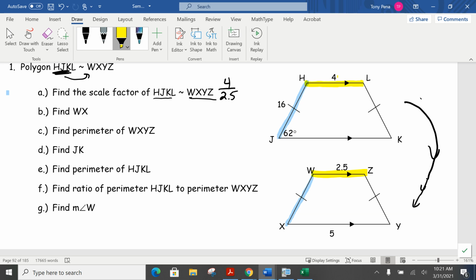So here's why I want to do these. I'm going to give you a minute to see if you could set this up on your own. Find the length of WX. See if we now could set that up and figure out what this would be. Because it just so happens to be this blue side that I have shaded.